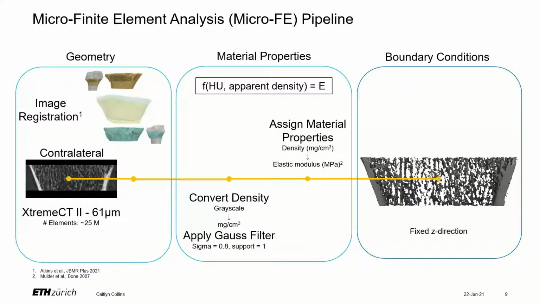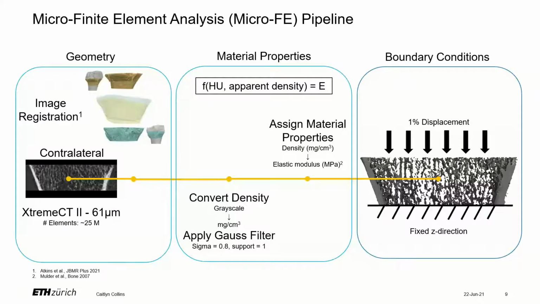And then lastly, we assign our boundary conditions. Typically, in HR-pQCT data this is assigned as a high friction compression, where the nodes in the Z direction are fixed at the bottom and a 1% displacement is applied at the top. Often we can then derive mechanical properties from these analyses, such as bulk stiffness, or, as you saw in the previous slide, failure load.